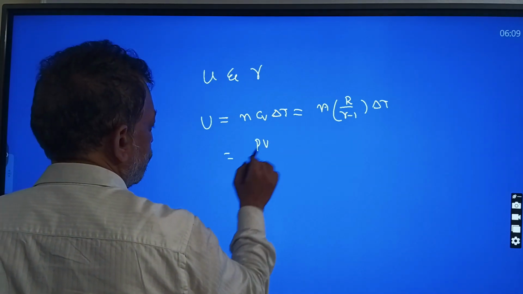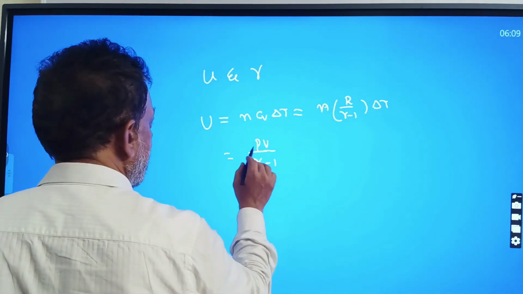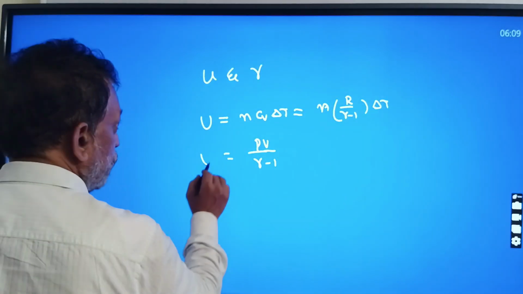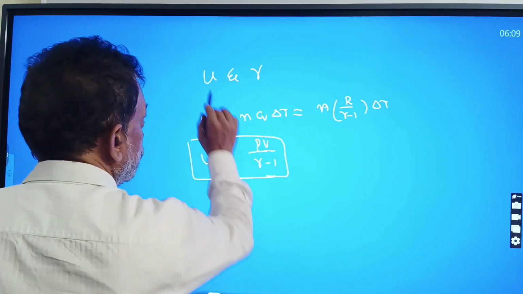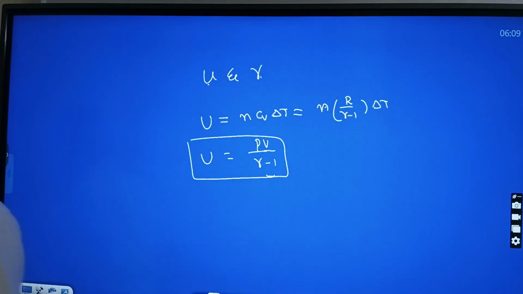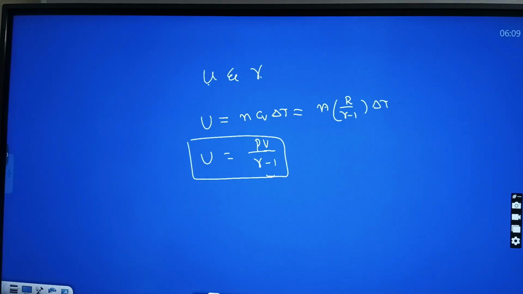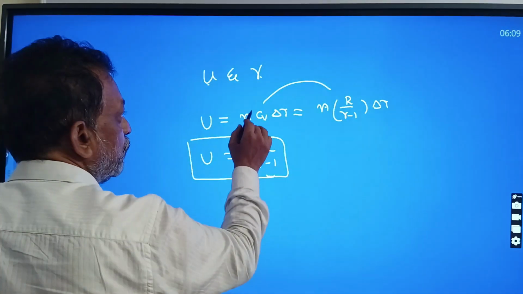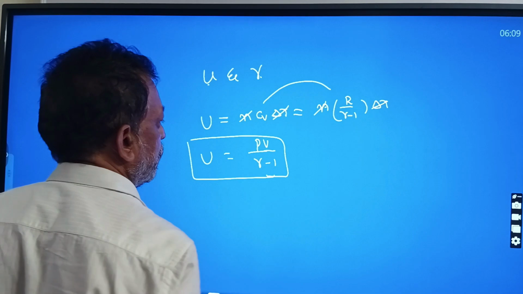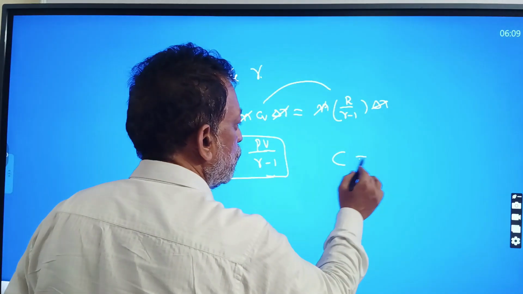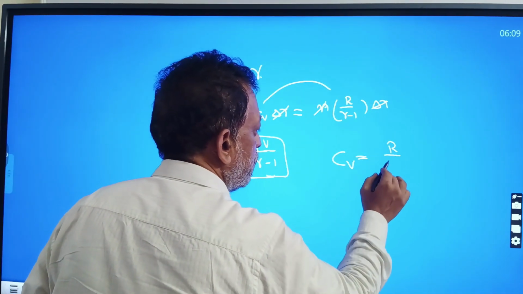PV by gamma minus 1. So U is equal to PV by gamma minus 1. This is the relation between internal energy and the adiabatic constant. Comparing with U is equal to n Cv delta T, the n and delta T cancel. So Cv is equal to R by gamma minus 1.